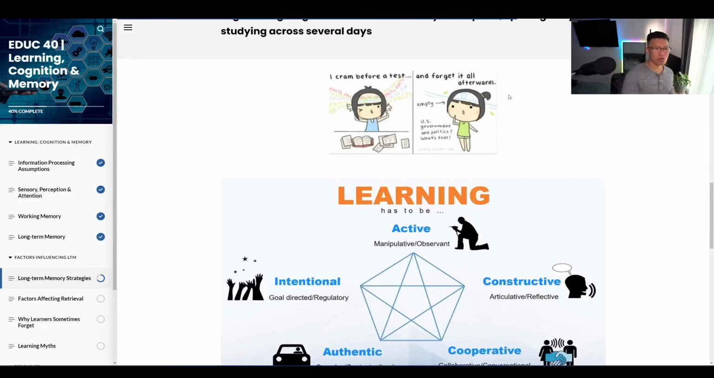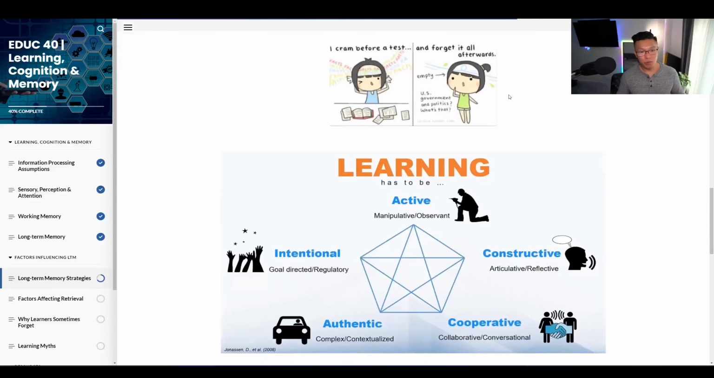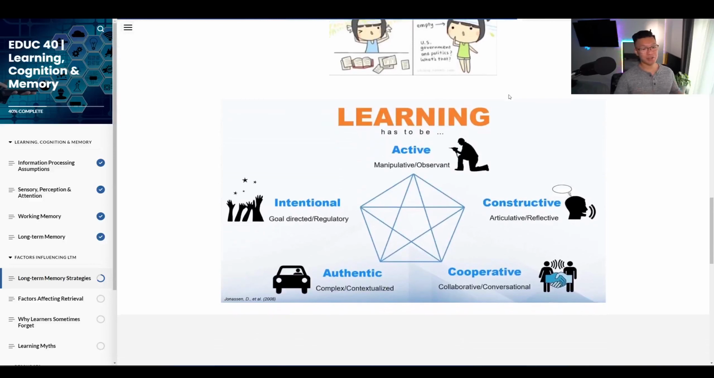So in order for information to make it into our long-term memory, we really want learning to be active. We want learners to have an active role, active learning, or a student-centered learning experience. We've all heard this.